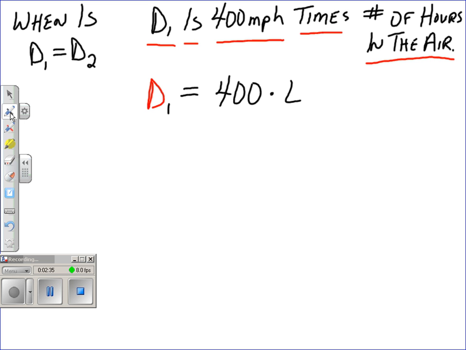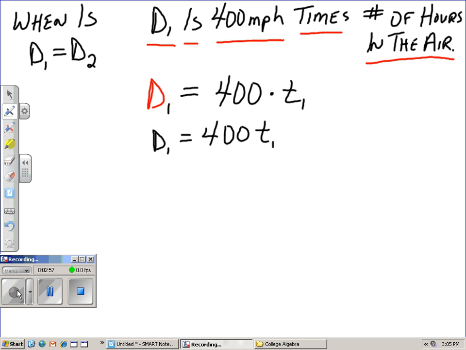So I could say 400t, but if I think ahead in the problem, I know that plane number 2 is going to be in the air a certain amount of time as well, but it's going to be in the air a different amount of time. So I'm going to have 2 times. I need to label this as the first time, or the time of plane 1, to keep my times separate. So to simplify it even further, the distance covered by plane 1 equals 400 times the number of hours that plane 1 has been in the air.